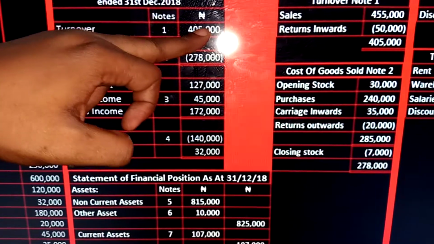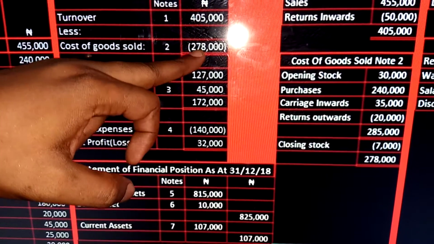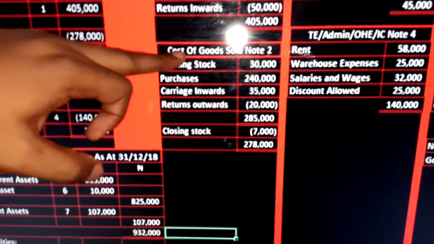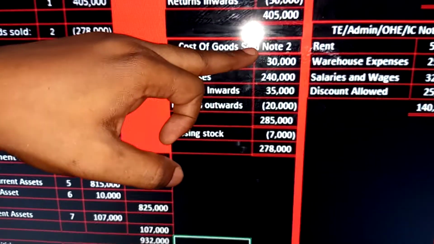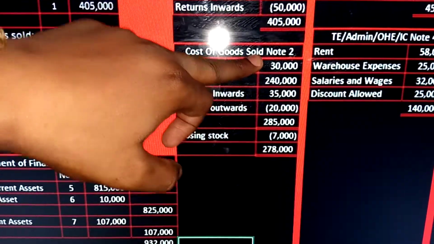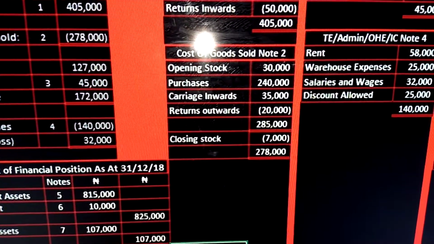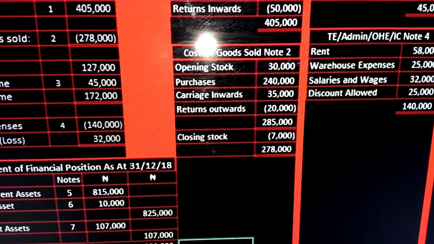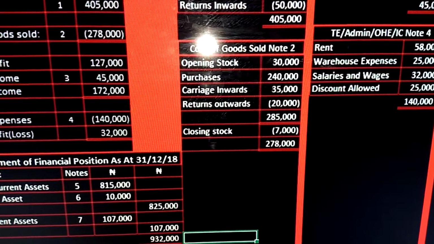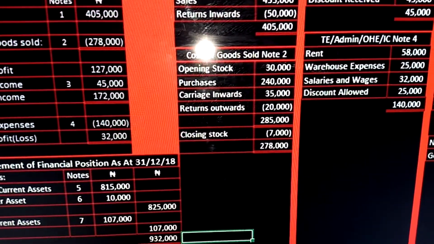Turnover here, 405,000. The next one says cost of goods sold. We have 278,000, which is note 2. How did we get that? That's the note 2 you see here, cost of goods sold. Remember, your cost of goods sold is also called your direct cost. So what are the functions of your direct cost? Any cost incurred to bring the goods to the point of sales. You purchased, you spend money to bring it in, that's carriage inward. You return some back to the supplier, that's return outward. You had an opening stock. You had a closing stock.